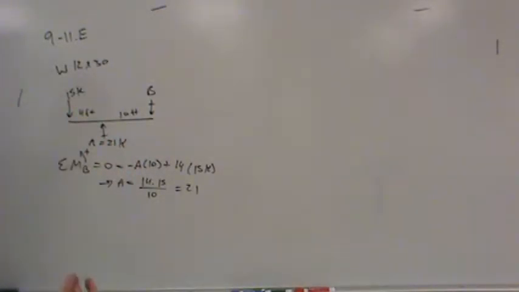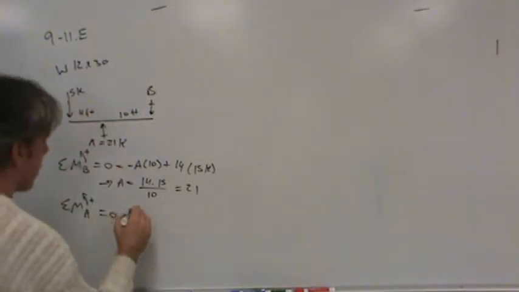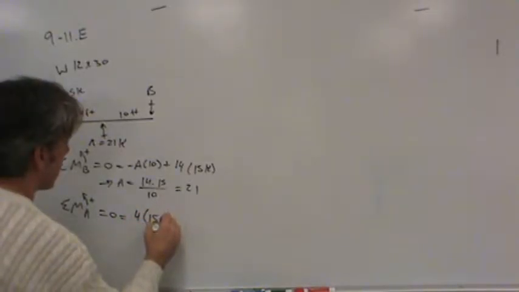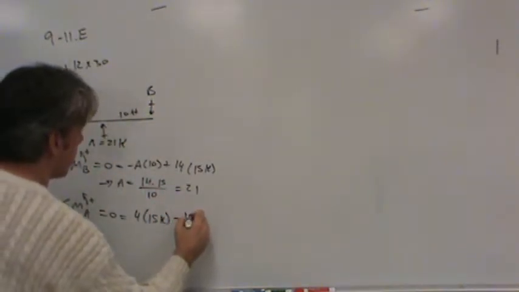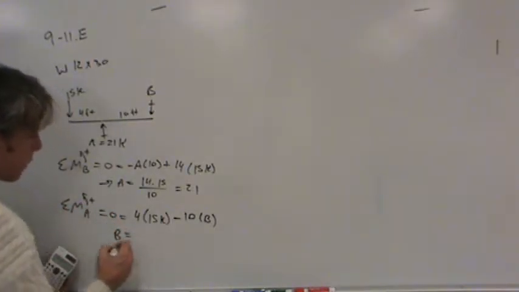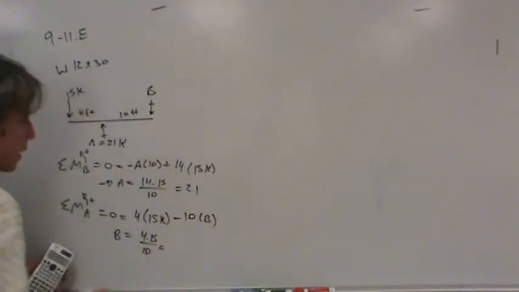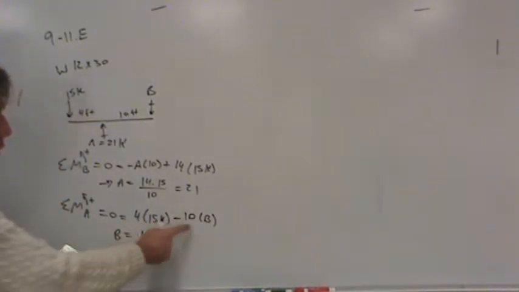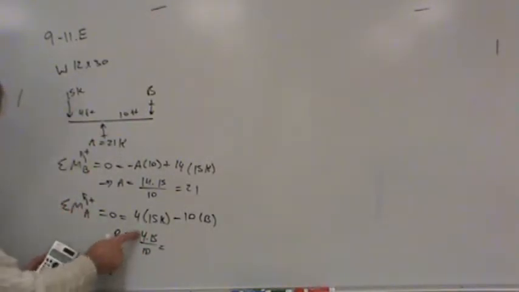Now I could sum forces, but I'll use the sum of forces as a check. So what I'm going to do next is sum moments about A. Should get zero. If I sum moments about A, then what would I have? Well, I'd have 4 feet times 15K, minus 10 feet times however much B is. So to calculate B, all I have to do is say 4 times 15 over 10, right? So the 4 and the 10 have what units? I didn't write them down. This is kind of a bad habit. Feet, that's right. The 4 and the 10 have units of feet.